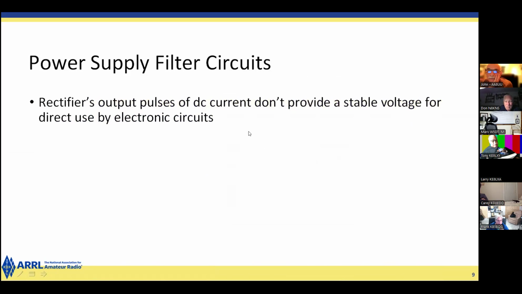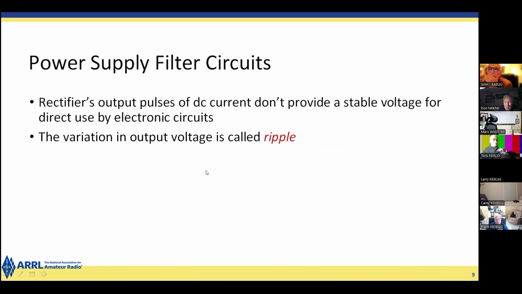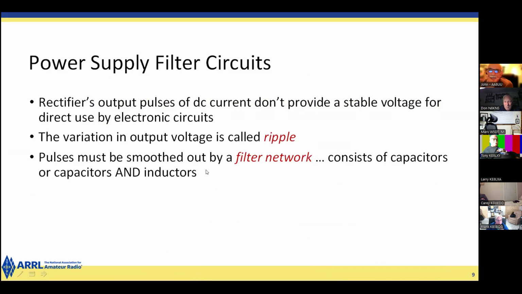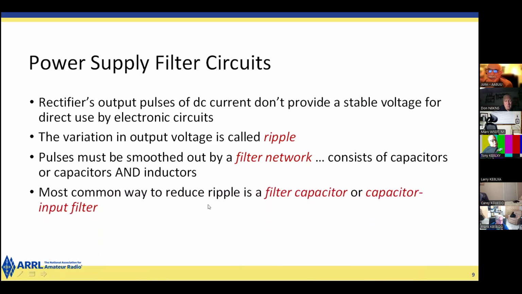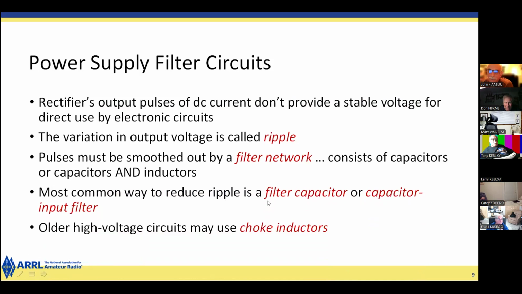Rectifiers' output pulses of DC current don't provide a stable voltage for direct use by electronic circuits. Those little bumps, you'll hear them. The variation in output voltage is called ripple. Pulses must be smoothed out by a filter network, which consists of capacitors and inductors. The most common way to reduce ripple is a filter capacitor, or capacitor input filter. Older high voltage circuits may use choke inductors.